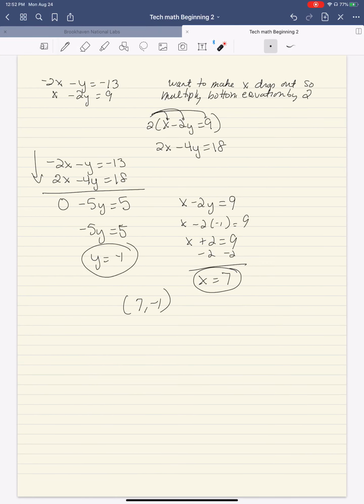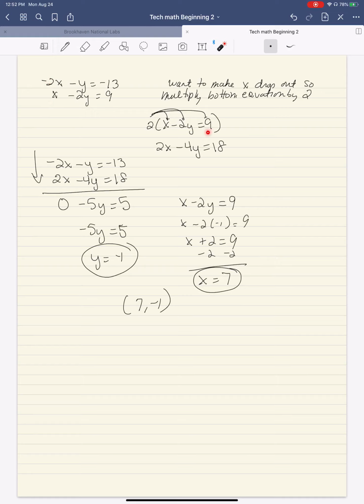Let's try another one. These are all the same problems we did with the substitution. I'm just doing them now with addition. 2x minus y equals negative 13. x minus 2y equals 9. We want the x's to drop out, so I'm going to multiply the bottom equation by a 2. Again, I'm picking a 2 because the top one has a negative 2. So this has to be a positive 2 in order to add this up to make it a 0.